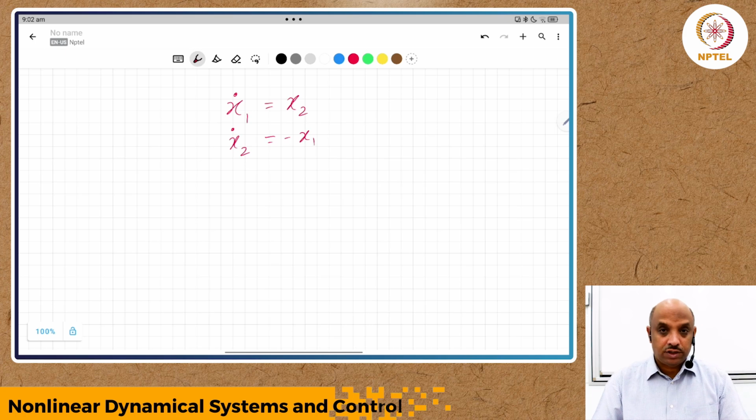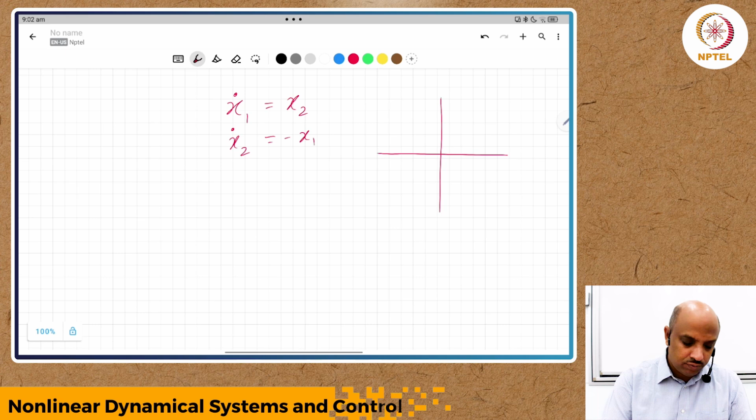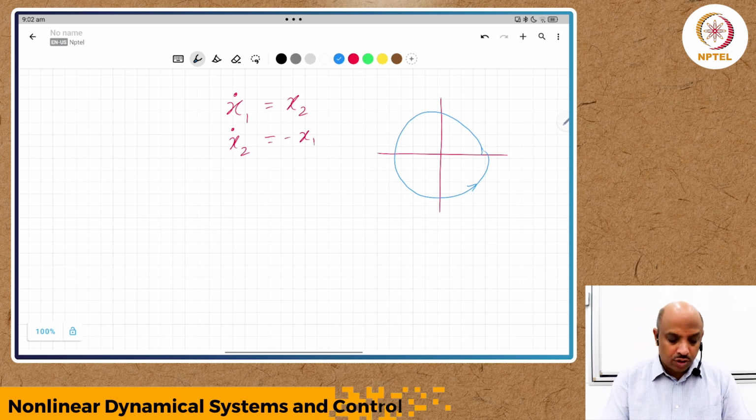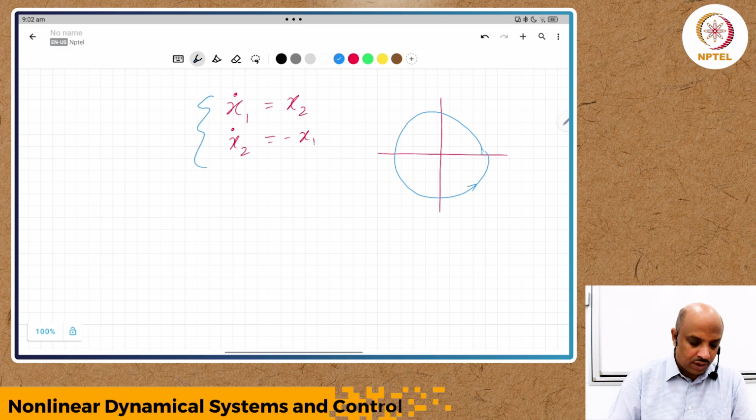Now, let us consider a slightly more standard example. Unfortunately, MATLAB is not working in my case, but if I do some kind of phase portrait, we will see that any point you start from, it will go around and become a periodic orbit. Why is that? Because I can think of this as x1 double dot as x2 dot, which of course is minus x1.